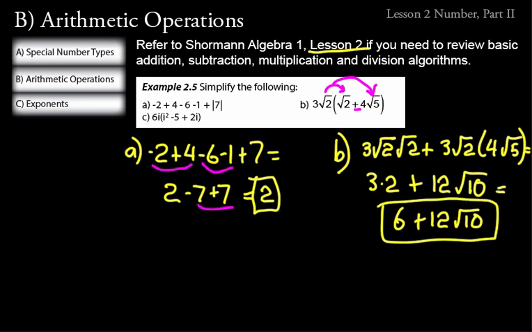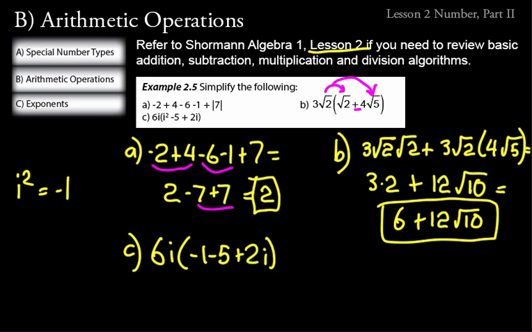And then C, what we want to do on a problem like this is all those i squareds, we want to make those negative 1. So let's do that first. We'd have 6i parentheses negative 1 minus 5 plus 2i. So that's equal to 6i times negative 6 plus 2i.